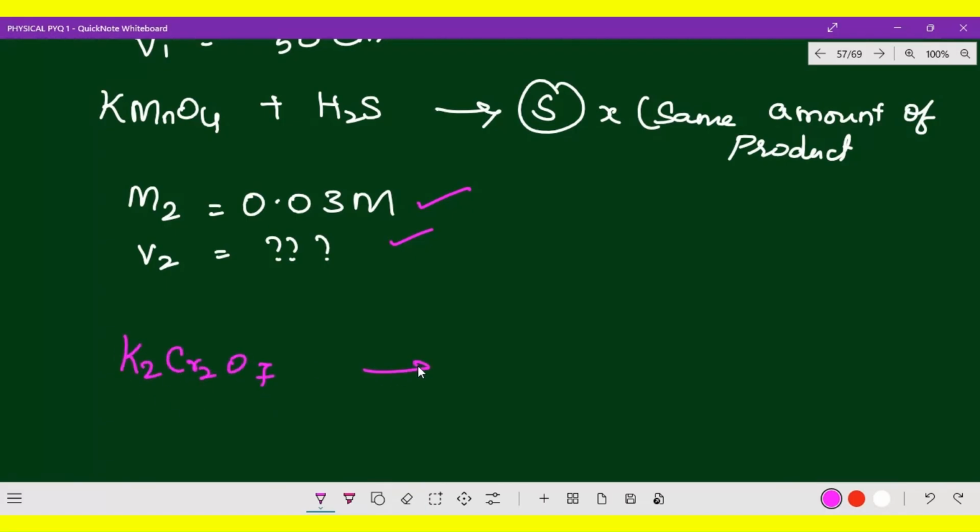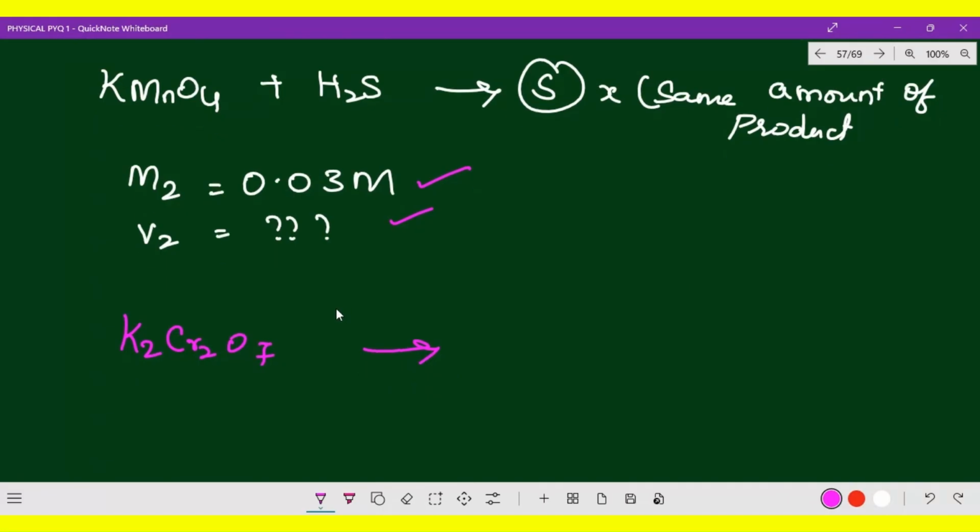For K2Cr2O7, how many electrons are lost? For each, let us identify how many electrons are lost or gained. In K2Cr2O7, the oxygen contributes minus 14, and potassium is plus 1, with 2 atoms, so plus 2. That means you get plus 6 oxidation state.